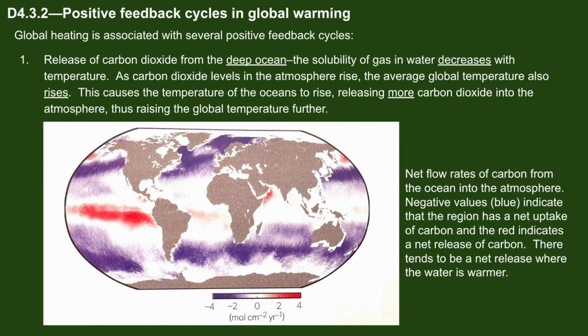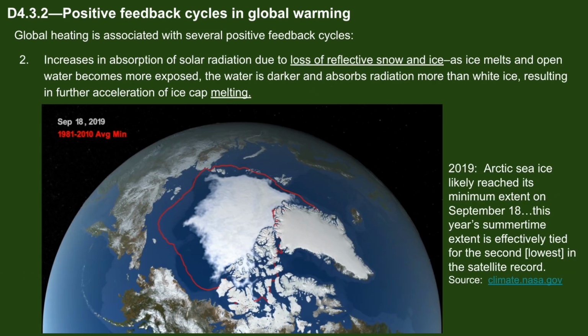Okay, global heating is associated with several positive feedback cycles. First up, release of carbon dioxide from the deep ocean. You should know that the solubility of gas in water decreases with temperature. And so, as we have more CO2 in the atmosphere, that's going to cause the global temperature to rise. That causes then the temperature of the ocean to rise, which then releases more carbon dioxide into the atmosphere in a positive feedback cycle.